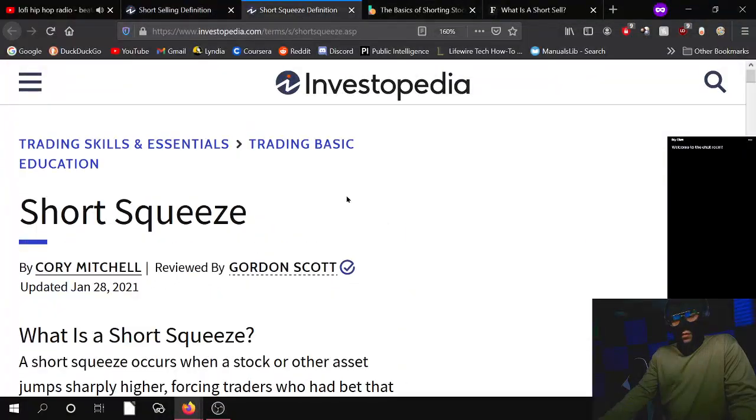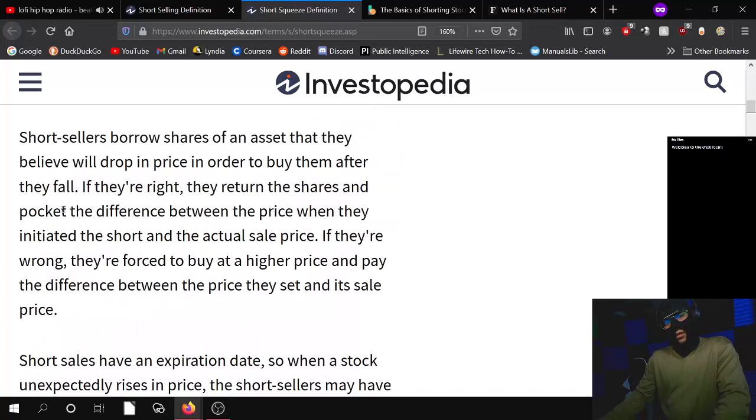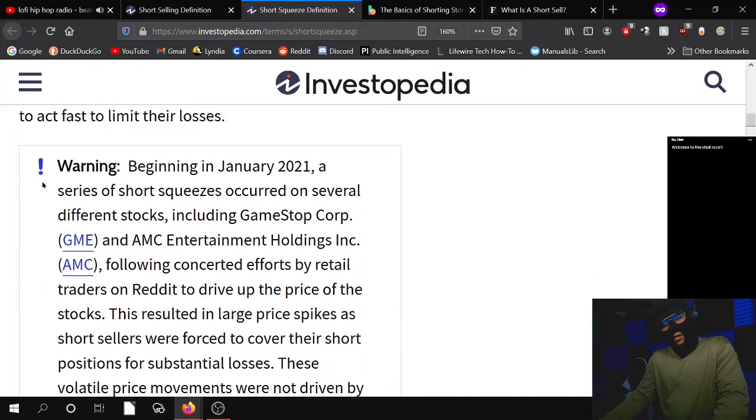Okie dokie. So yeah, let's go to the takeaways. Short sellers borrow shares of an asset that they believe will drop in price in order to buy them after they fall. It even has a warning. Beginning in January 2021, a series of short squeezes. Yeah, GME and AMC.